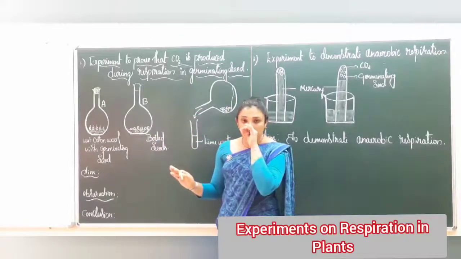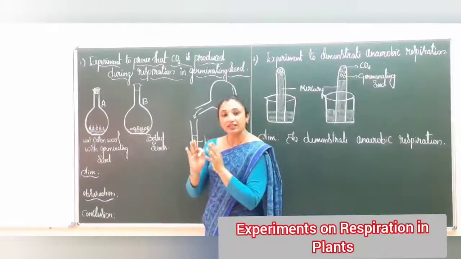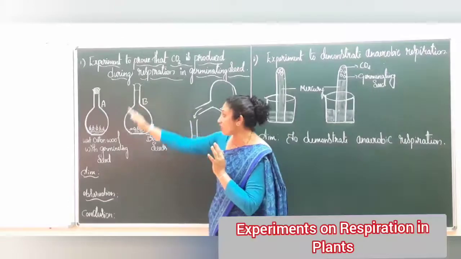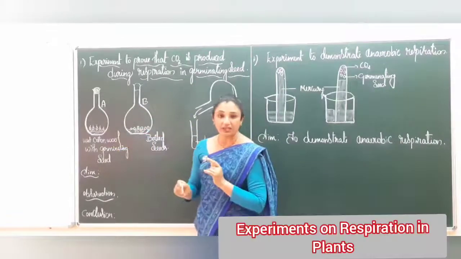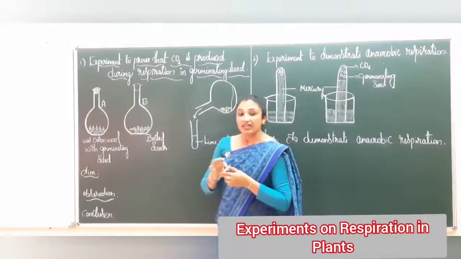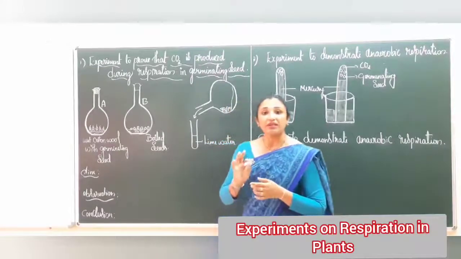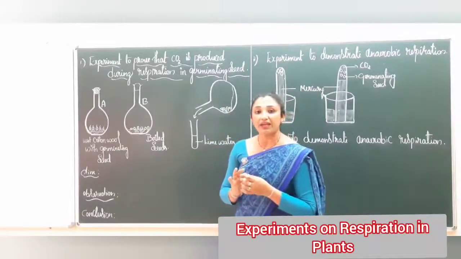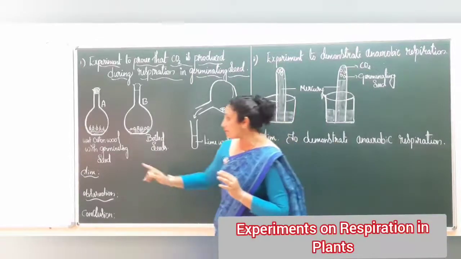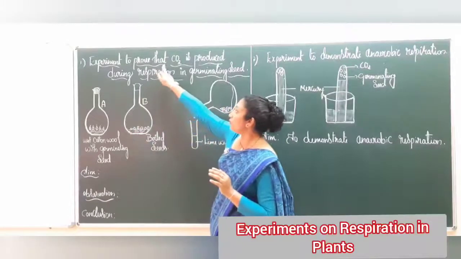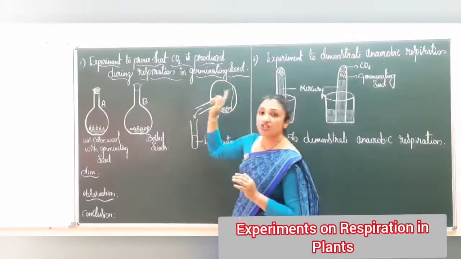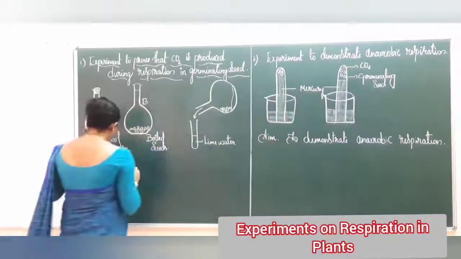I am repeating, students, taking another flask with boiled killed seeds is the control setup for this experiment. Am I clear? I hope you have understood. Now they will ask for the aim of the experiment. What is the aim of the experiment? The question itself will tell you the aim of the experiment, that is to prove that carbon dioxide is produced during the respiration in germinating seeds.